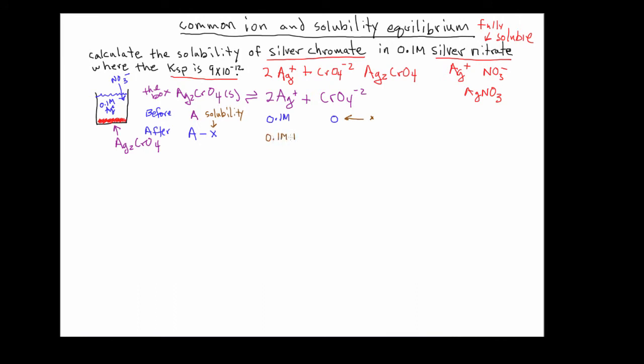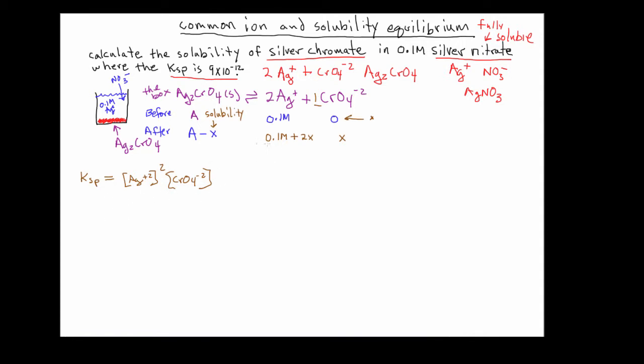So this is going to be 0.1 molar for the silver, plus 2x, and then the chromate is going to be x. Now, we can set up our equilibrium expression, and to be clear about what that looks like, the Ksp is going to be equal to the concentration of silver ion raised to the second power times the chromate, which is just raised to the first power because the coefficient for the chromate is 1.